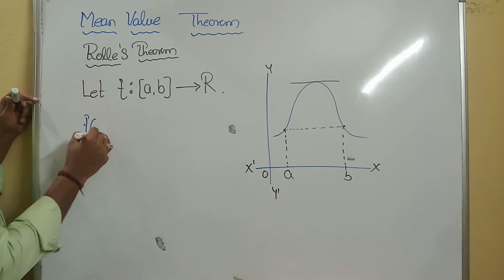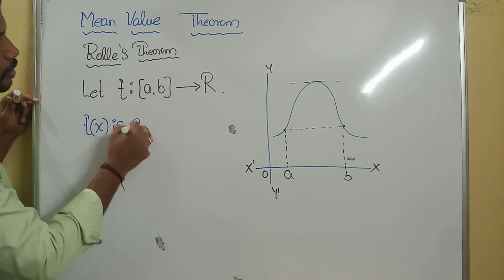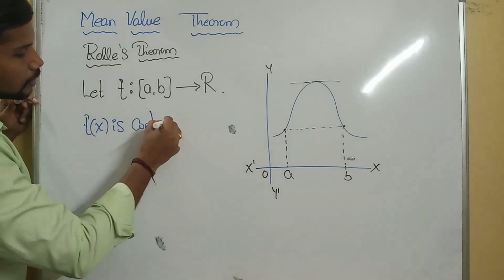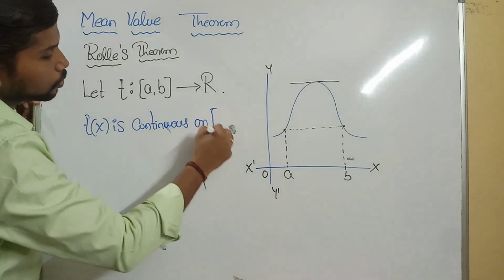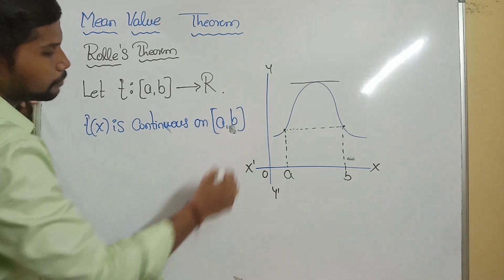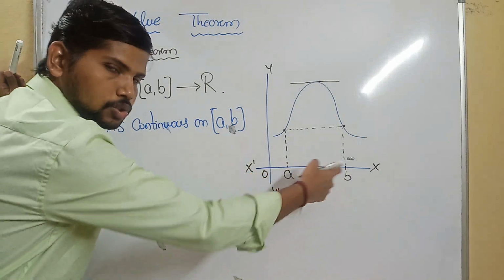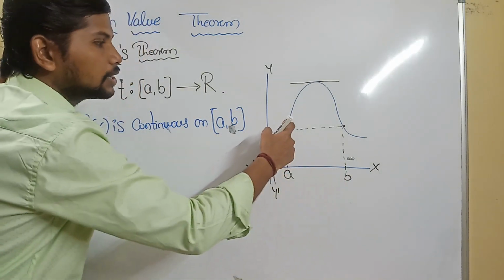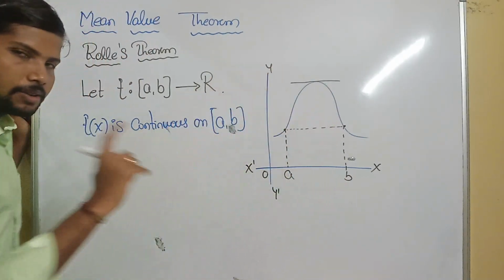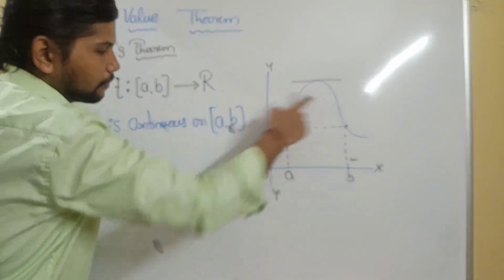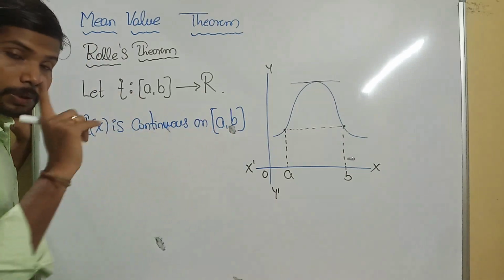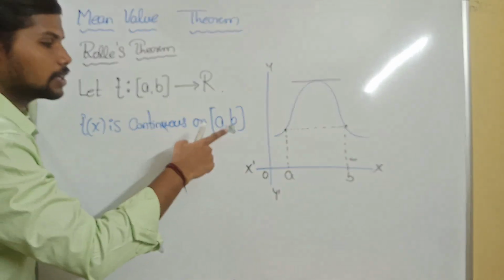That is, f of x is continuous on the closed interval [a, b]. Means in between these two values a and b, the graph is completely continuous. There is no break or jump in the graph. That is continuous in a closed interval. I am mentioning the closed interval.